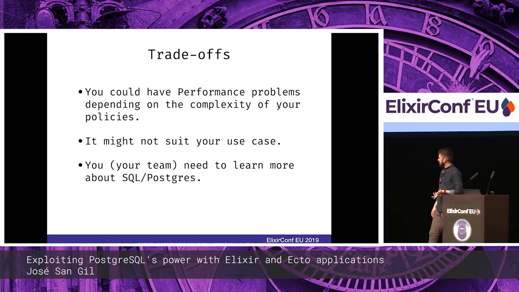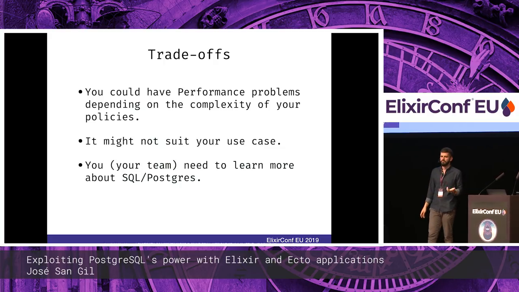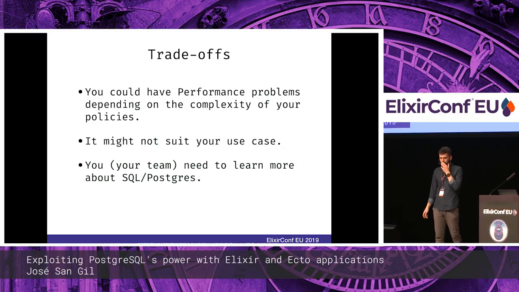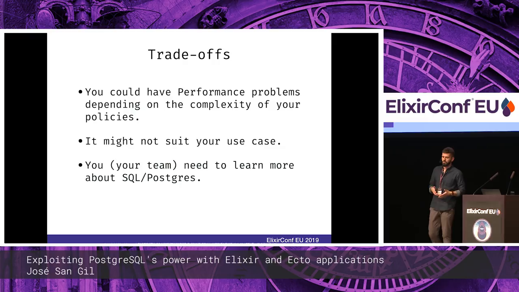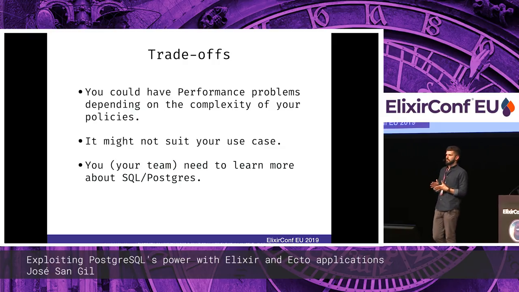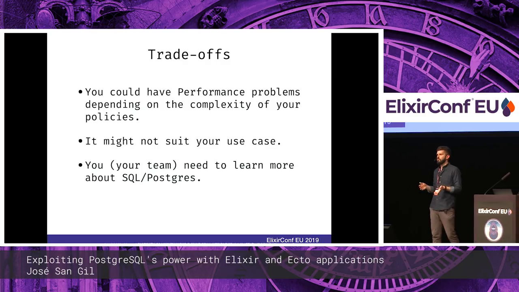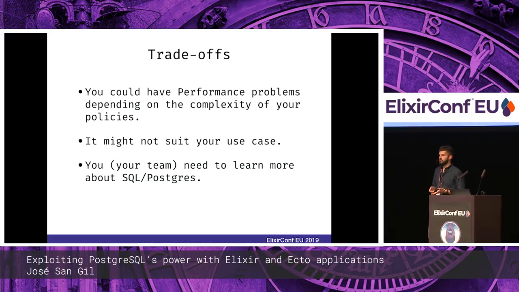The second point is that it might not suit your use case. That's true. For example, yesterday we had this very cool talk about distributed applications, and the speaker mentioned that because they were building a chat application, it was okay for them to be eventually consistent, so they don't need a consistent database like Postgres. So this might not be your use case and might not be useful for you.